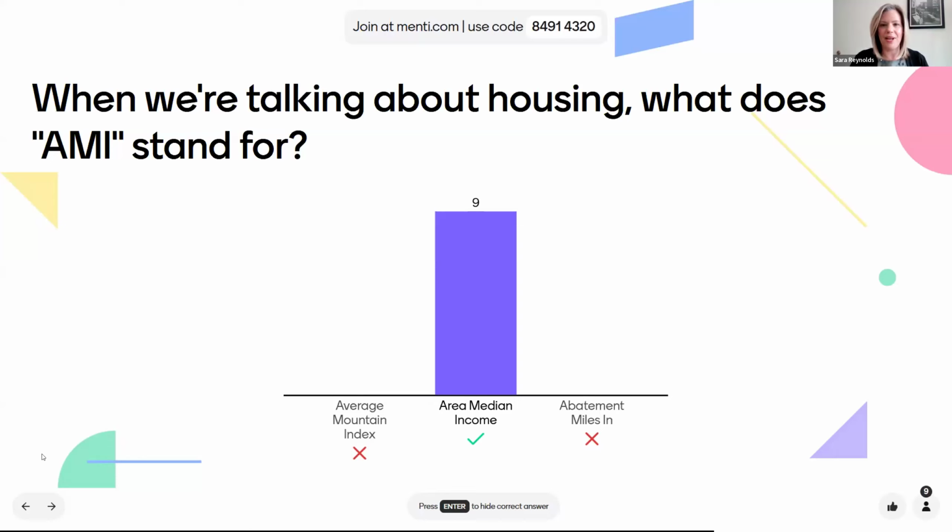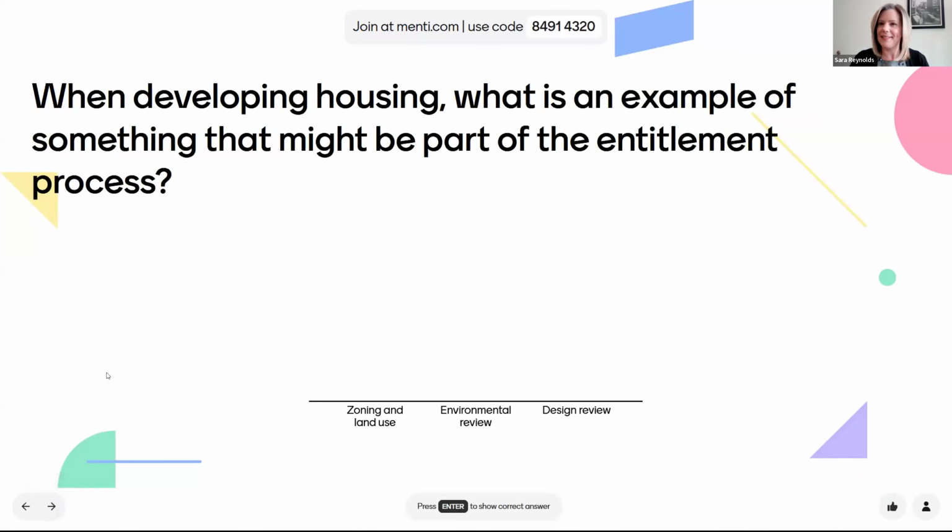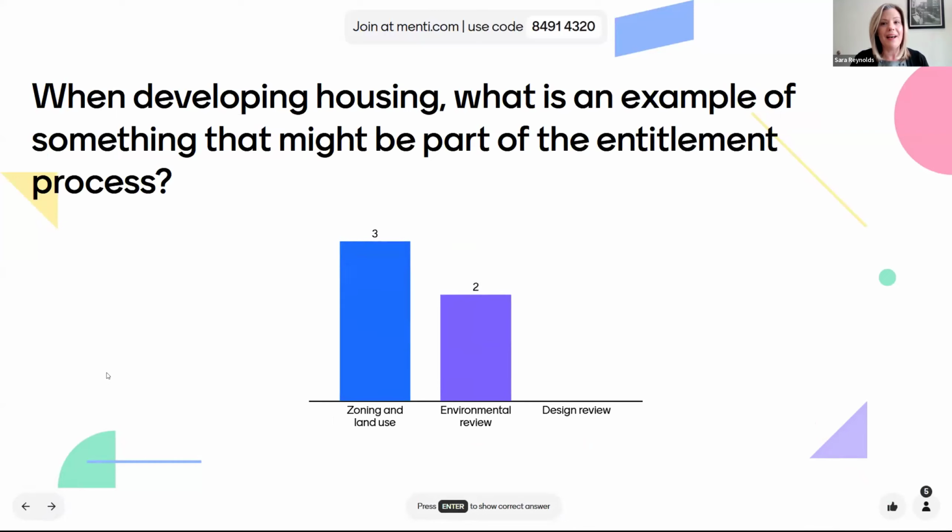All right, our second question. So far, you guys are doing great on this quiz. When developing housing, what is something that might be part of the entitlement process? Is it zoning and land use, environmental review, or design review? We'll give you a moment to log your responses. All right, this is a little bit of a trick question because all of these answers are correct. The entitlement process is about meeting legal requirements for developing on a particular piece of land, which is basically showing the local authorities that what you're proposing meets all those requirements. All three of those pieces are part of that entitlement process, and certainly our speakers are going to be diving into those topics in more detail. Thank you everyone for participating in our Menti.